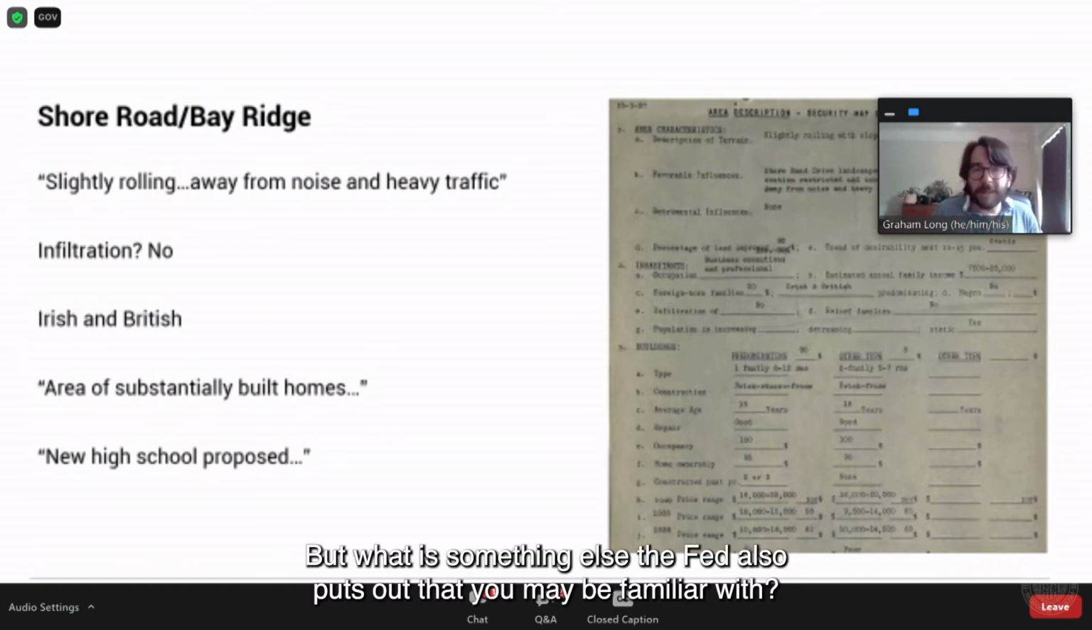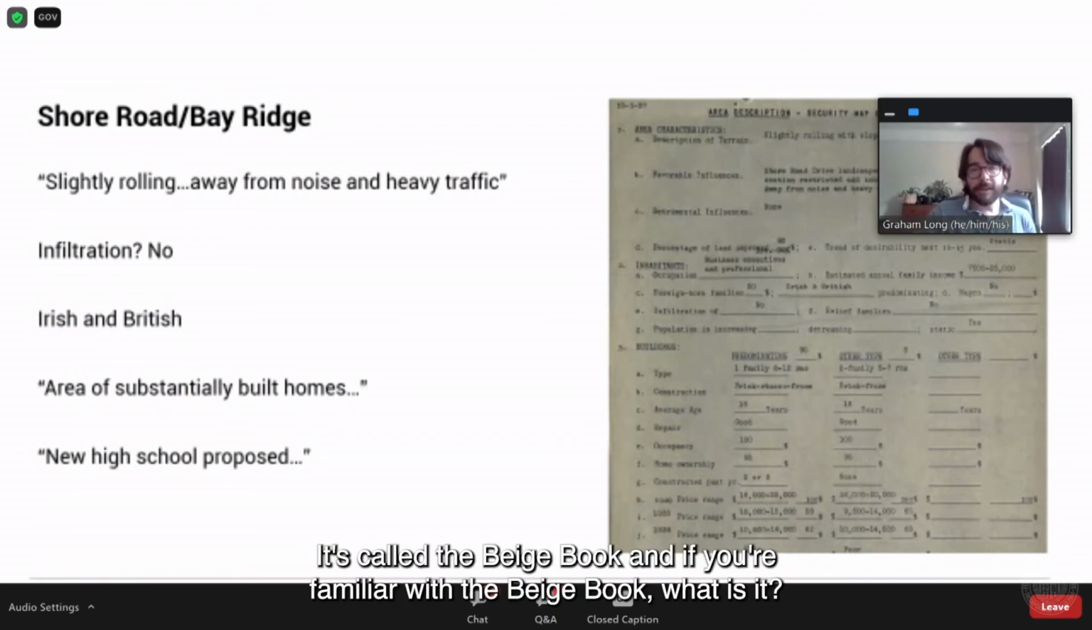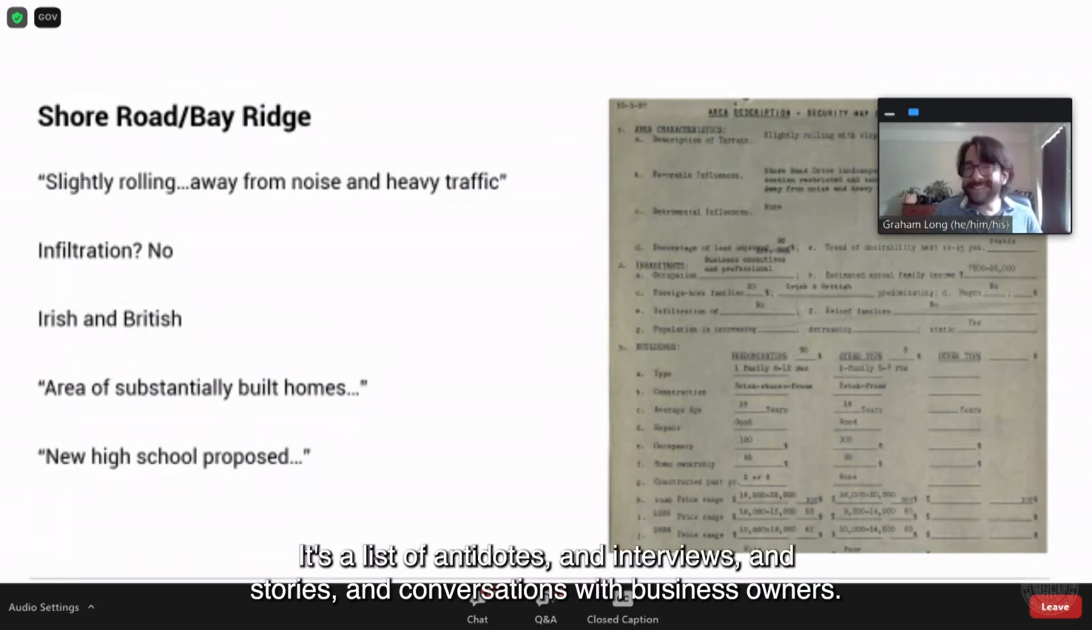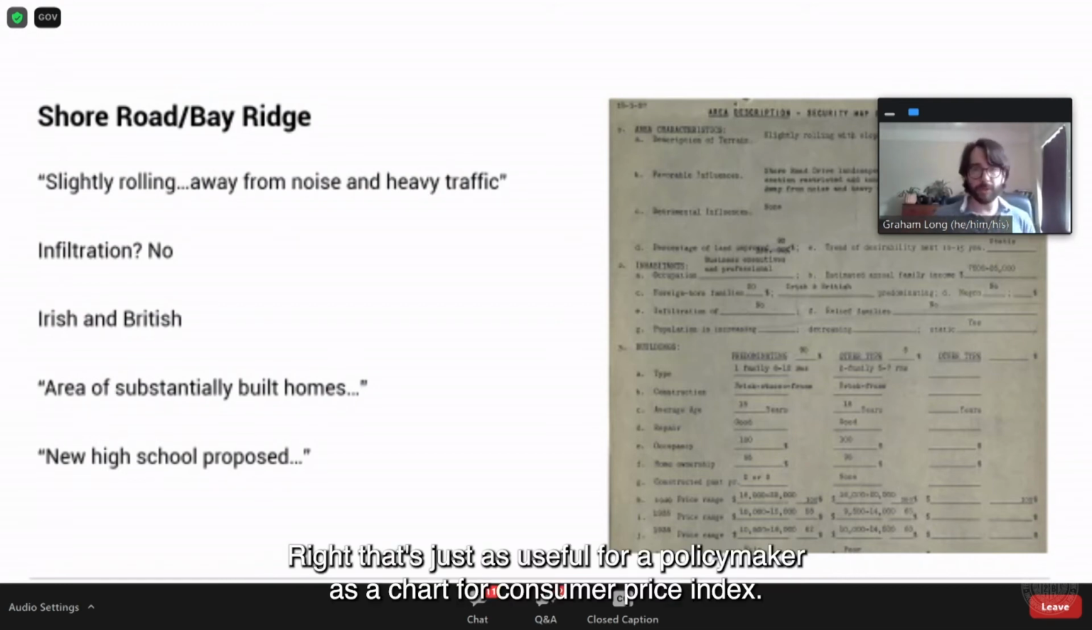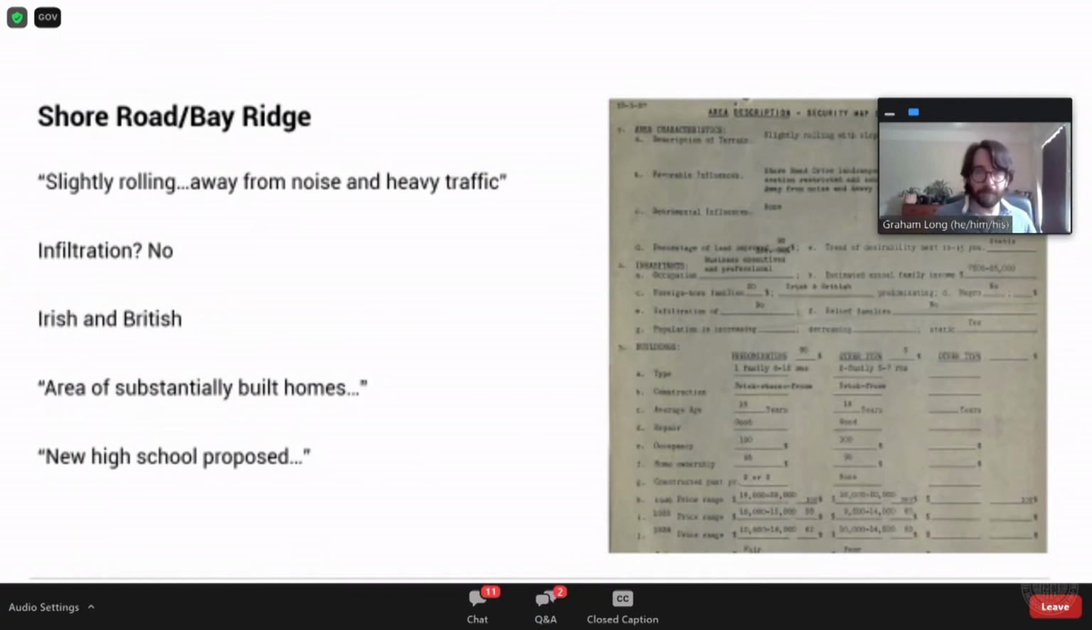But what is something else the Fed also puts out that you may be familiar with? It's called the Beige Book. And if you're familiar with the Beige Book, what is it? It's a list of anecdotes and interviews and stories and conversations with business owners, right? That's just as useful to a policymaker as a chart for consumer price index.